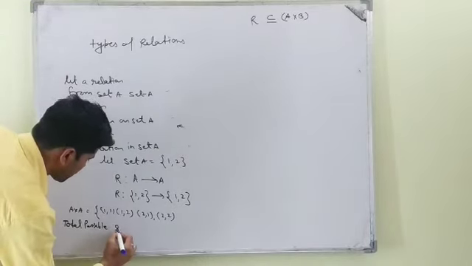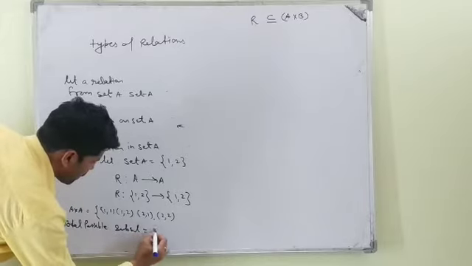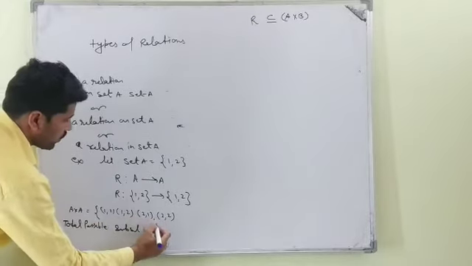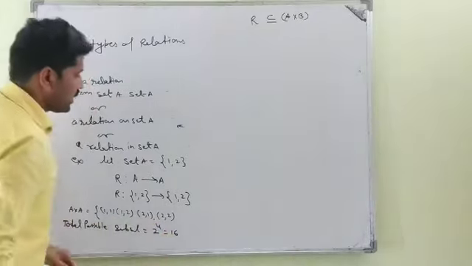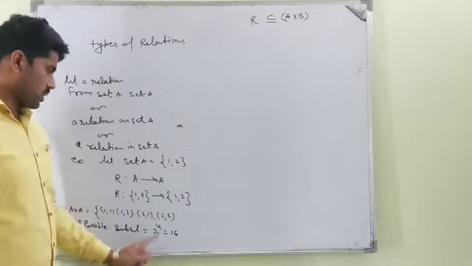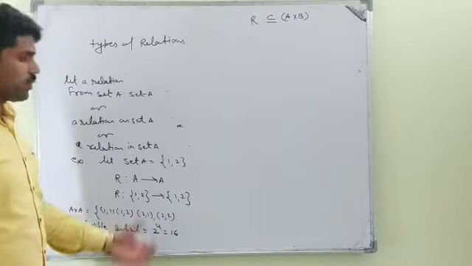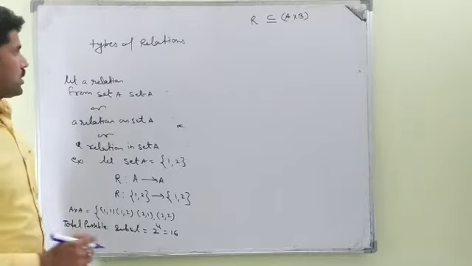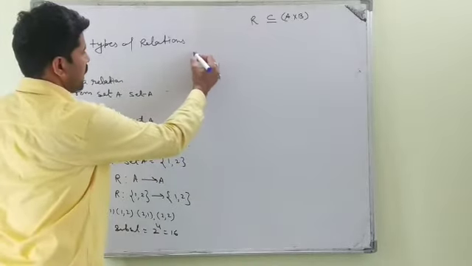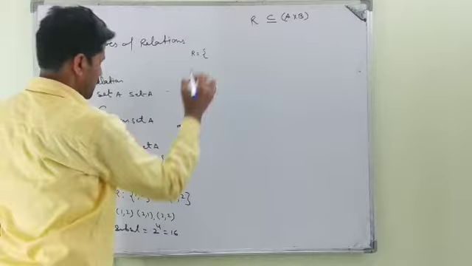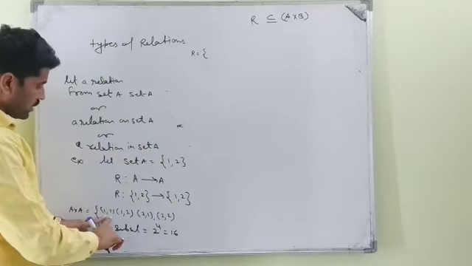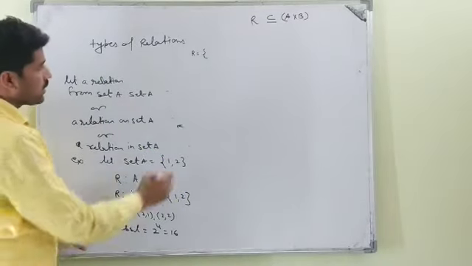Total possible subsets, how many? 2 power 4 is 16. Now this is the example. I am telling you how we find the possible relations. So please write R equals to these elements.